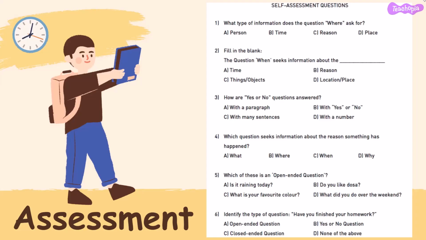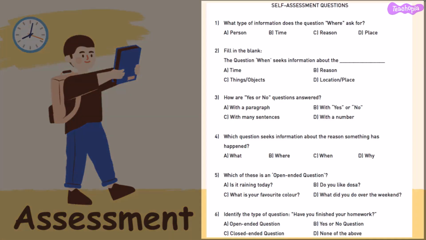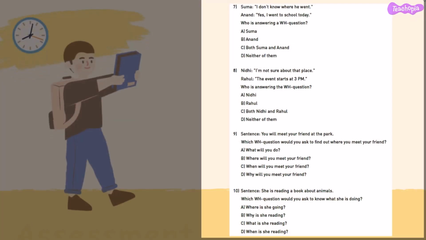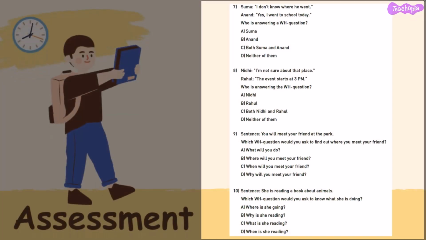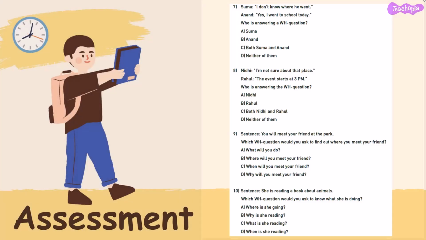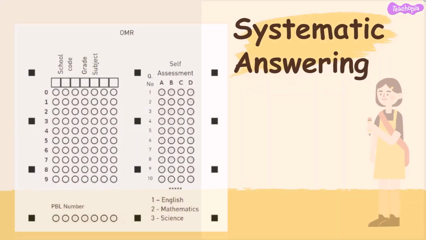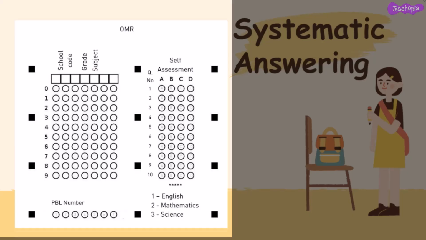Last but not the least, self-assessment questions. There are 10 questions with 4 multiple choice answers, all of which are objective and covered within the PBL module. And this is to help the learners concretize their learning on their understanding of WH questions. This can be answered using the OMR method of systematic answering, which will be a good practice for future competitive exams.